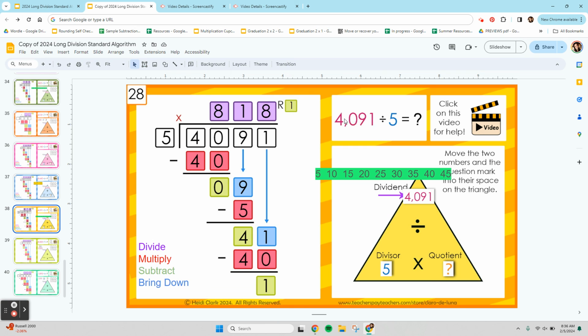So you could get 4,090 divided by 5 and then add that 1 back in. Here's what I mean. 5 times 818 is 4,090, plus 1 gets you back to our dividend, 4,091.